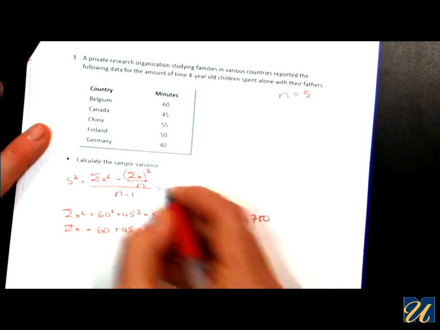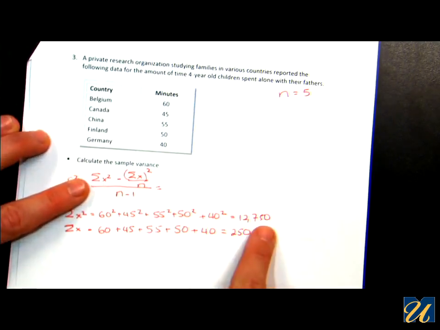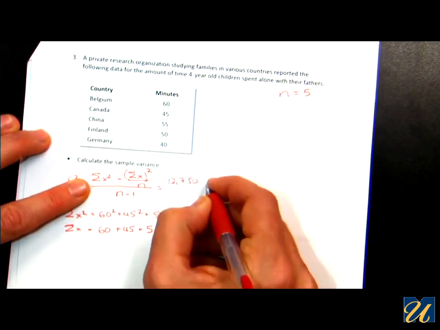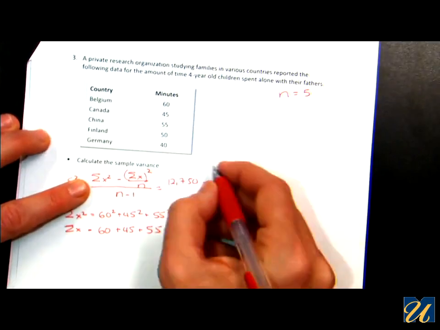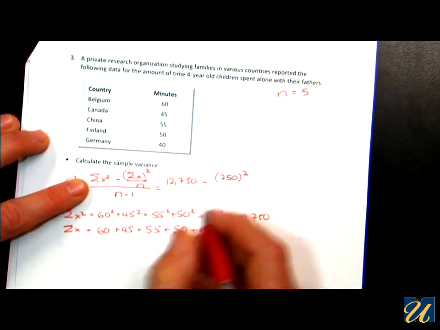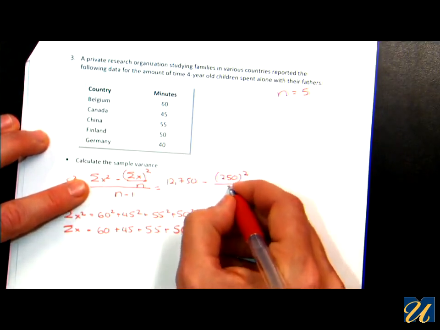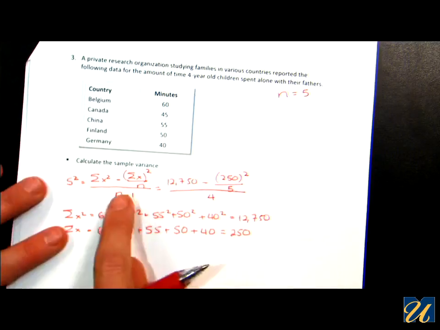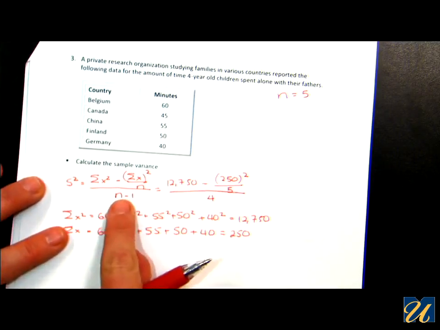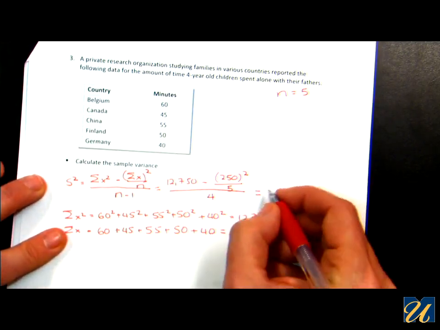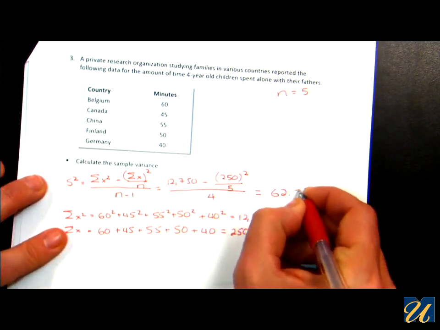So you go back to your formula. You take the sum of the squared entries, 12,750, minus the sum of all the entries, which is 250. You square it. You divide by the number of entries, which is 5, and then you divide by 4. N minus 1, 5 minus 1, 4. So your answer for the variance will be 62.5.